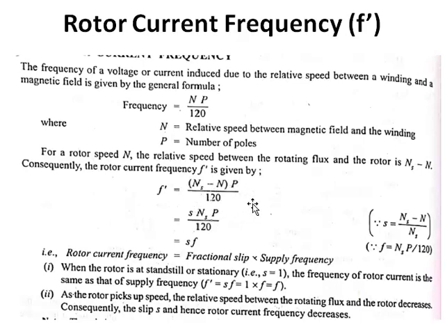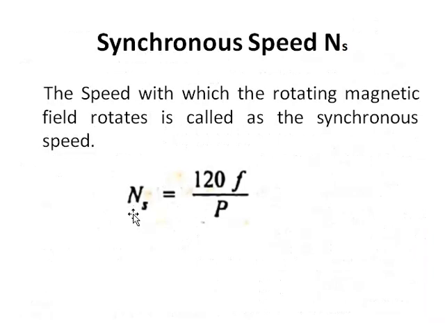And already we know what slip is. This is the fractional slip. Fractional slip s is equal to (Ns minus N) divided by Ns. Now if I multiply this equation with Ns and divide it by Ns, (Ns minus N) divided by Ns becomes the slip, into Ns into P divided by 120. And from the previous discussion we know the Ns value. Ns is given as the synchronous speed. Ns is equal to 120 f divided by P.